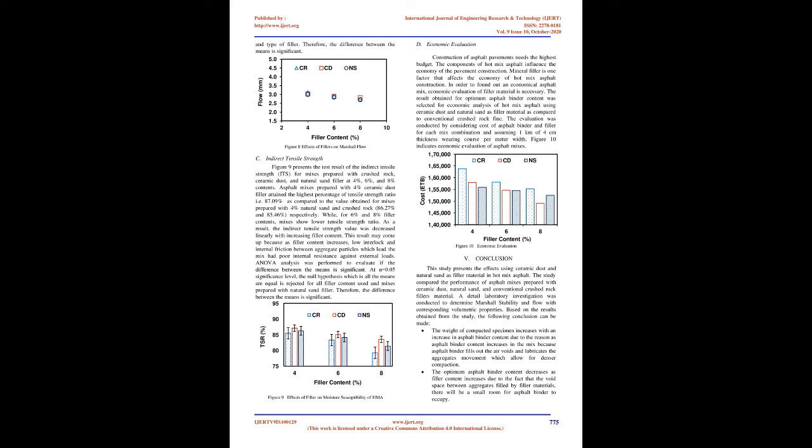C. Indirect tensile strength. Figure 9 presents the test result of the indirect tensile strength for mixes prepared with crushed rock, ceramic dust, and natural sand filler at 4%, 6%, and 8% contents. Asphalt mixes prepared with 4% ceramic dust filler attained the highest tensile strength ratio, i.e. 87.09%, as compared to the values obtained for mixes prepared with 4% natural sand and crushed rock, 86.27% and 85.46%, respectively. While for 6% and 8% filler contents, mixes show lower tensile strength ratio.